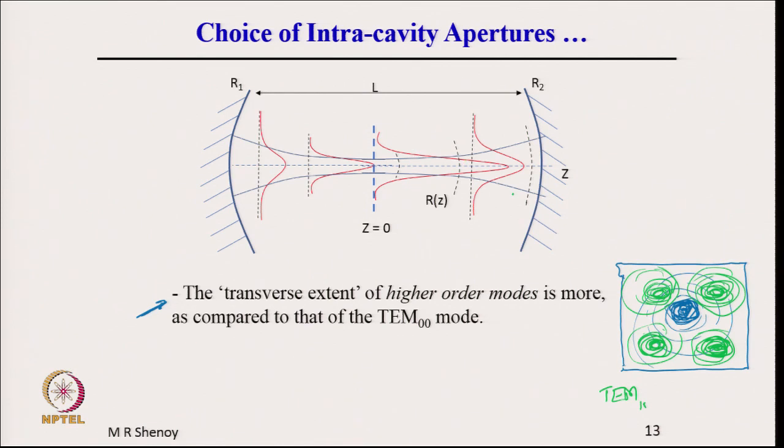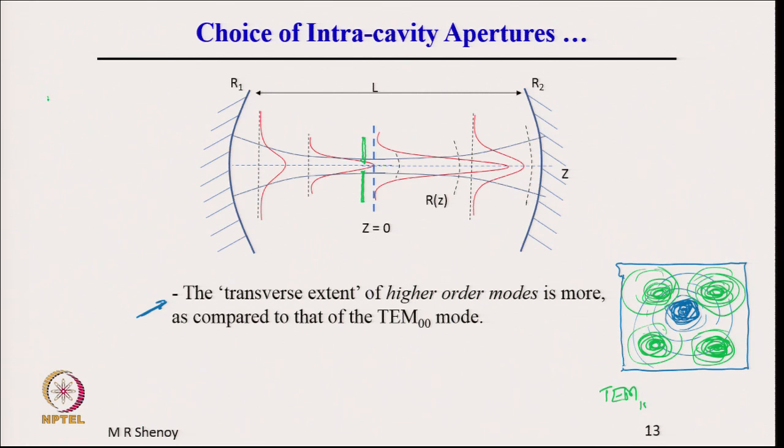And therefore, let us say the laser is oscillating with many multi modes, then if we use an aperture, a circular aperture, a circular hole with a certain small dimension here, then it will cause minimum loss only for the TEM00 mode. All other modes will suffer much higher loss.